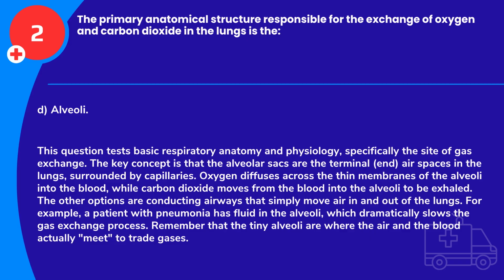The key concept is that the alveolar sacs are the terminal air spaces in the lungs, surrounded by capillaries. Oxygen diffuses across the thin membranes of the alveoli into the blood, while carbon dioxide moves from the blood into the alveoli to be exhaled. The other options are conducting airways that simply move air in and out of the lungs. For example, a patient with pneumonia has fluid in the alveoli, which dramatically slows the gas exchange process. Remember that the tiny alveoli are where the air and the blood actually meet to trade gases.